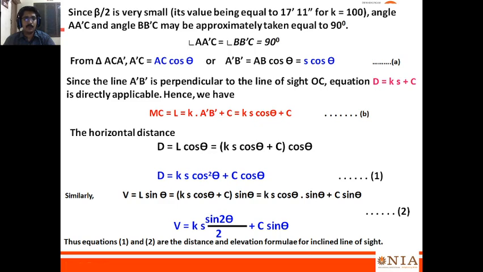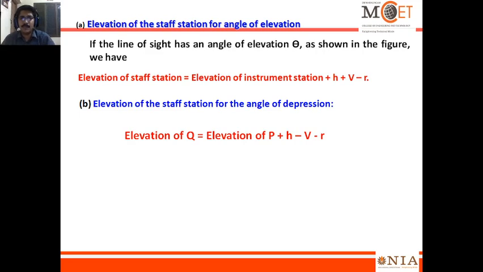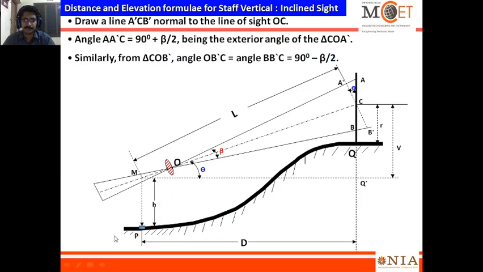If it is in the vertical elevation or depression, the same equation can be adopted, right? But when determining the RL, when the line of sight has an angle of elevation theta, as shown in figure, we have elevation of staff is equal to elevation of the instrument plus H plus V minus R. What is plus V minus R? See, elevation plus H plus V minus R, right? So this is the elevation of this point you can get, right?